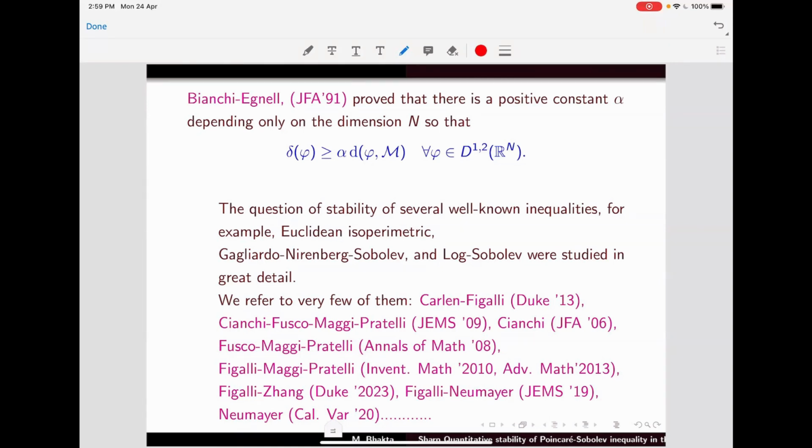Now, the question of stability for several well-known inequalities, for example the isoperimetric inequality, the log-Sobolev inequality, the Gagliardo-Nirenberg-Sobolev inequality, and many anisotropic Sobolev inequalities, has been well studied, and here are some of the references. You can see that some of the references are quite recent, for example this one from 2023, and there are quite many applications because of this. It's a very hot topic these days.